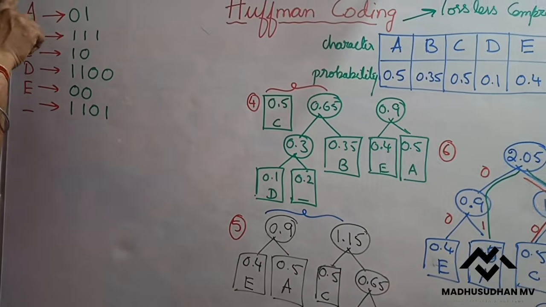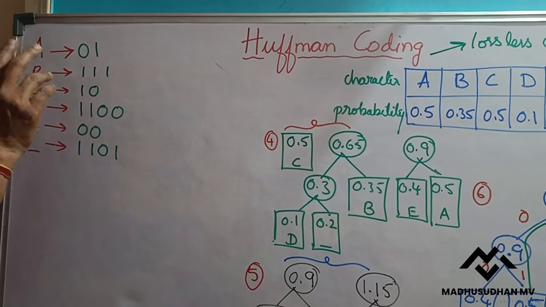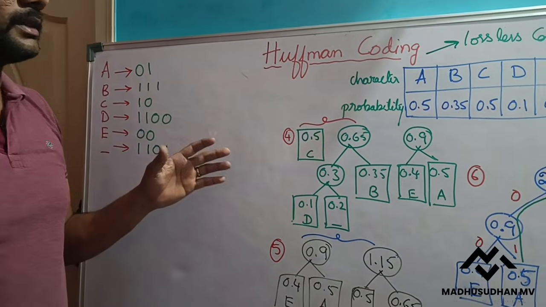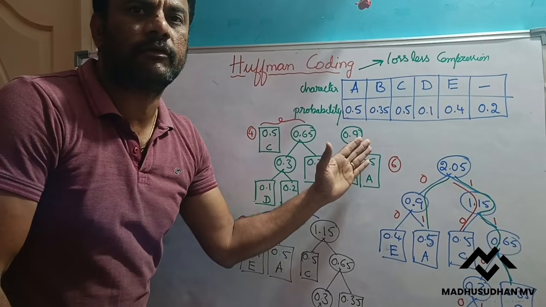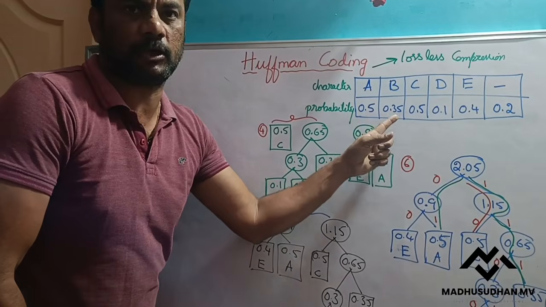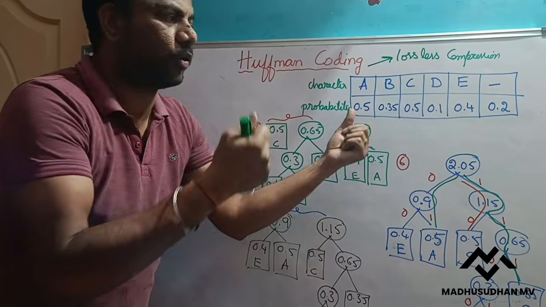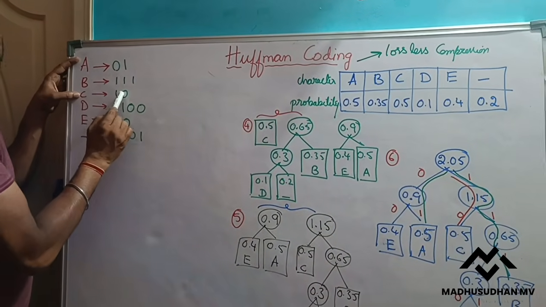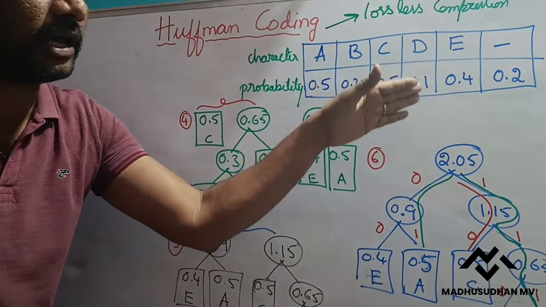See, here for A, 2 character code. For B, 3 character code. For D, 4. So that is what I called Huffman coding is variable length coding. That means according to this table, whichever character is appearing more, its probability of occurrence is more. See, A and C have more probability, 50% probability. This is the most frequently occurred. So you should get less length code. See A and C, only 2 character length.